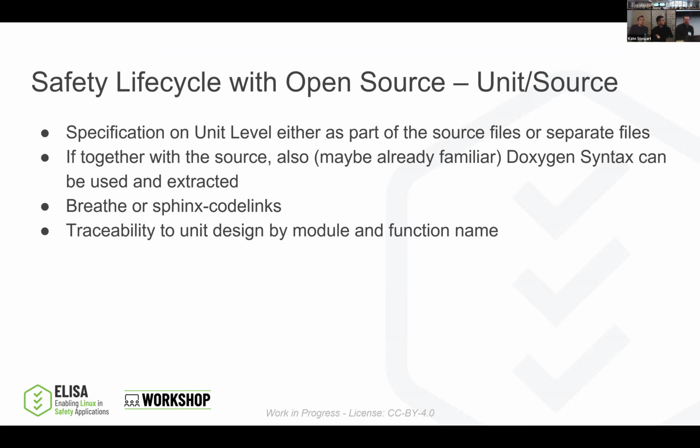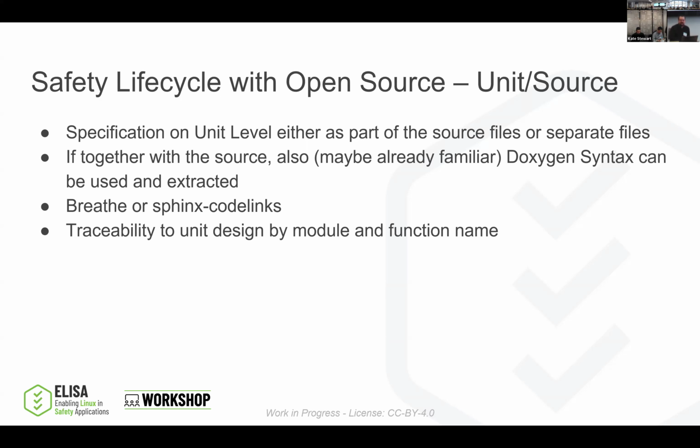The extraction can be done via Doxygen and Breathe, for example. You could also use a more lightweight plugin. Instead of running a full Doxygen, you could use Sphinx-Codelinks, for example, which is again a plugin for Sphinx, which scans source files for links to these requirements, but in this case, it's really just a pointer. So there's not a specification contained in the source file. It's just a pointer towards where in the other specification documents this function is defined and detailed.